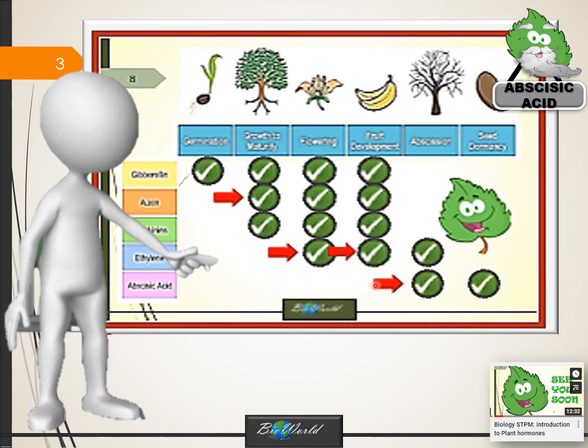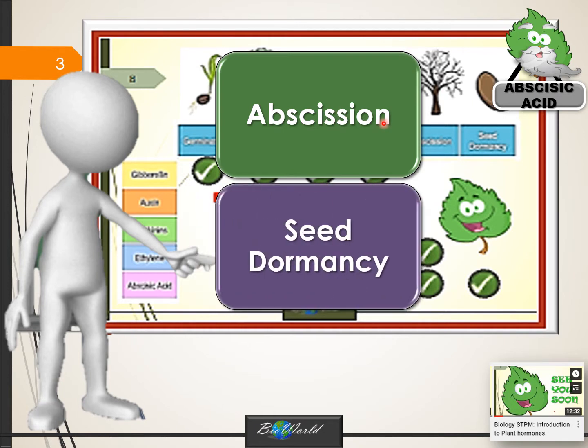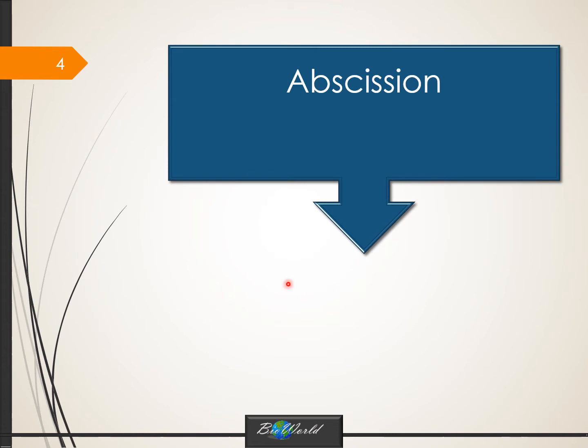And now we look at the effects of abscisic acid on the plant. Once again, I use this diagram from my Introduction to Plant Hormones video. And you can see, although it's blurry, that abscisic acid is required for two functions. That is abscission, which is where the name abscisic acid comes from. And the second function in this example here is seed dormancy. But we will be talking about dormancy in general. Let me start with abscission.